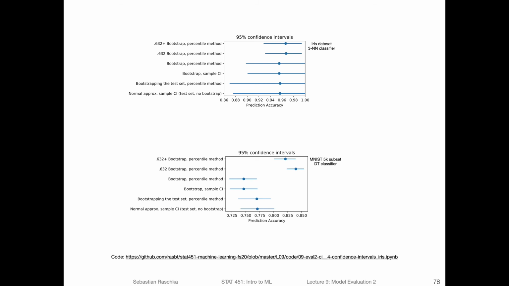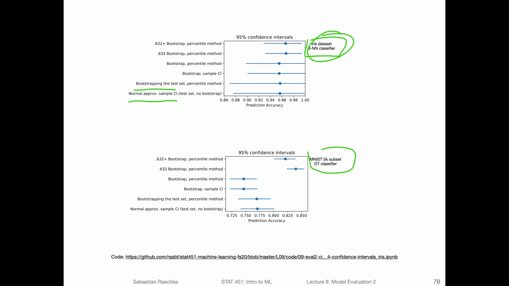Okay, so this is it. These are all the different bootstrap methods. Now let us take a look at how they compare to each other. So I have done some simulation here on the iris dataset and the MNIST dataset, a 5,000 image subset of MNIST. But let's talk about the iris dataset first. So what we have here at the bottom is the normal approximation confidence interval, which is based on the test set, so there's no bootstrap involved here.